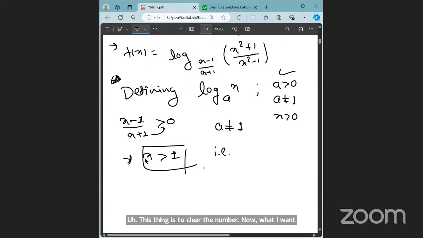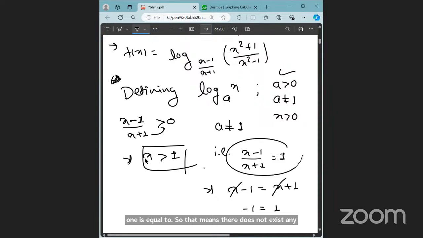So I want (x minus 1) upon (x plus 1) not equal to 1. What we will do is find those x for which it equals 1. Let's say it equals 1, because equality is easier to handle than inequalities. So what does it mean? It means x minus 1 is equal to x plus 1, but here x and x cancel out, so minus 1 is equal to 1. That means there does not exist any x for which this holds, because it leads to a contradiction. So this condition is trivially true.